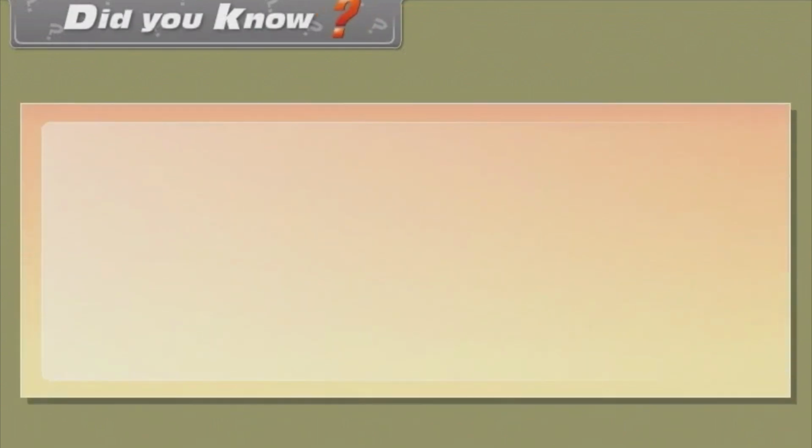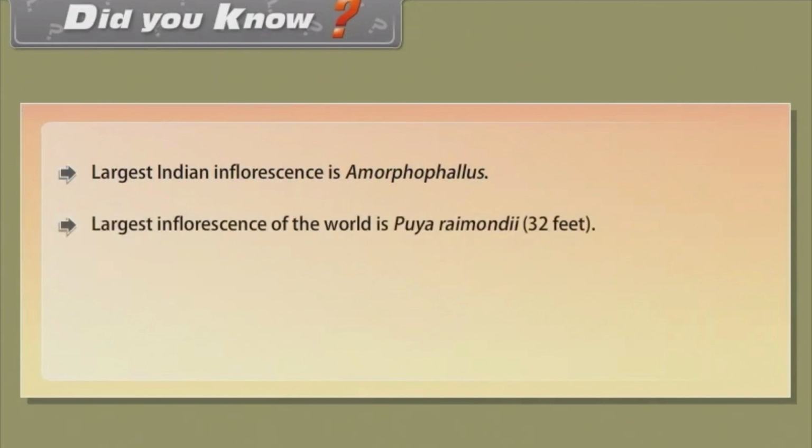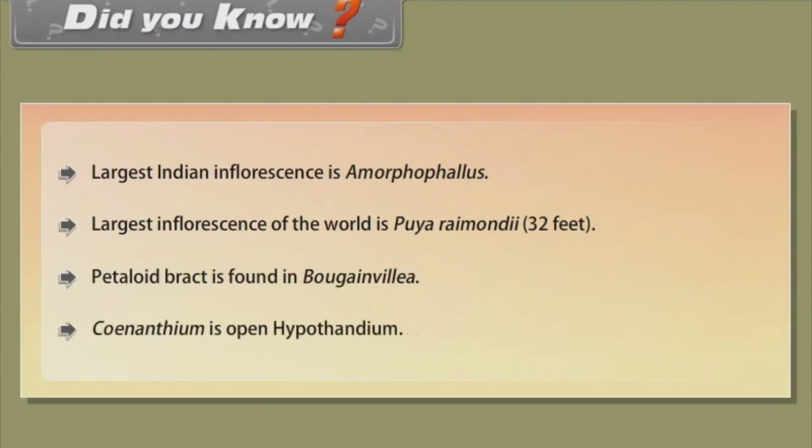Did you know largest Indian inflorescence is Amorphophallus? Largest inflorescence of the world is Pua raymondi, 32 feet. Petaloid bract is found in Bougainvillea. Cyathium is open hypanthodium.